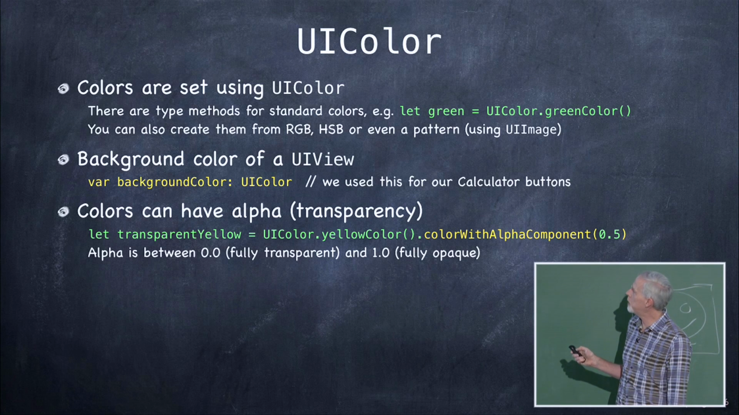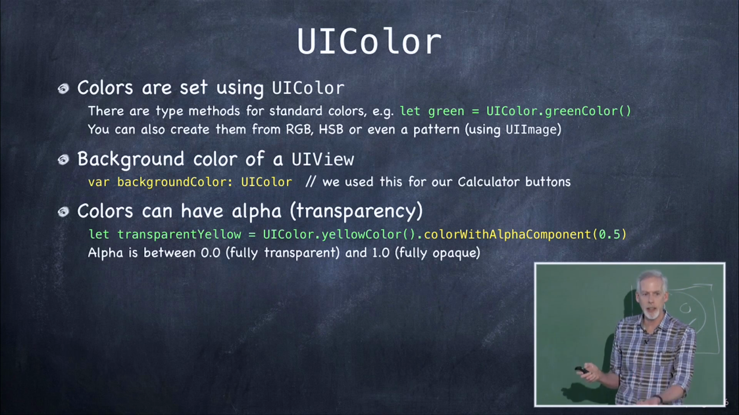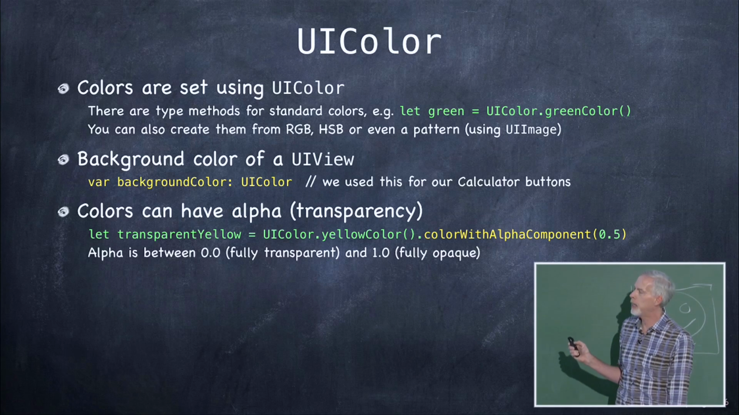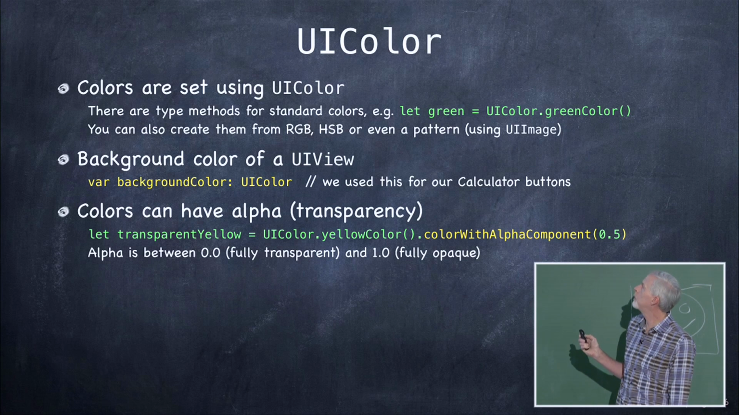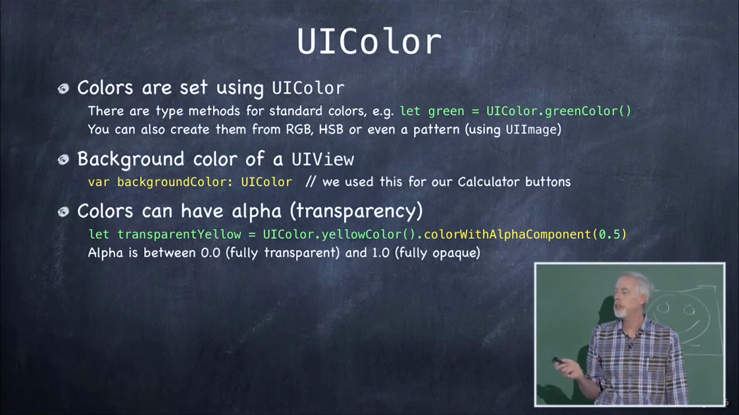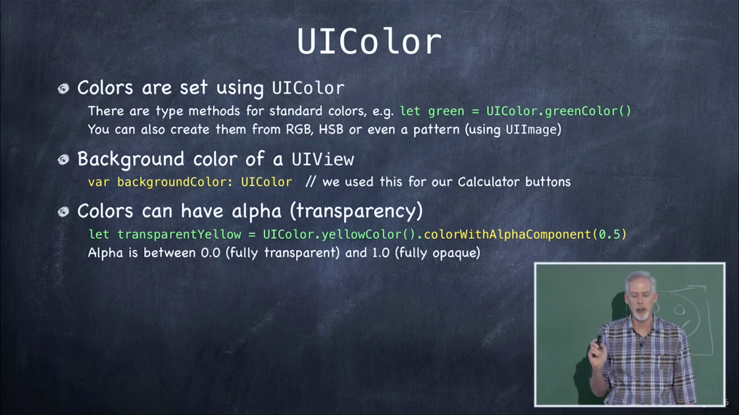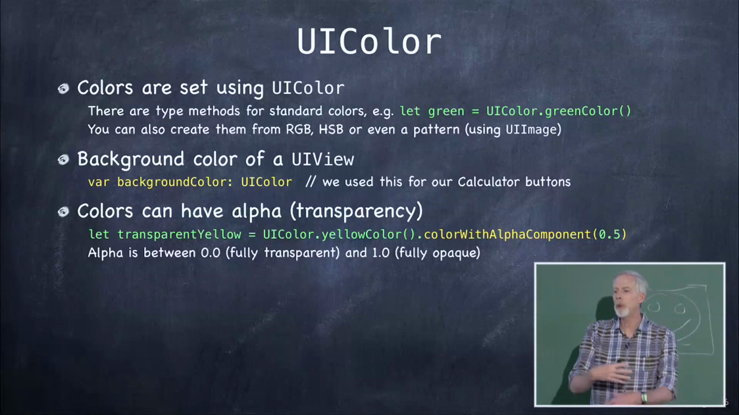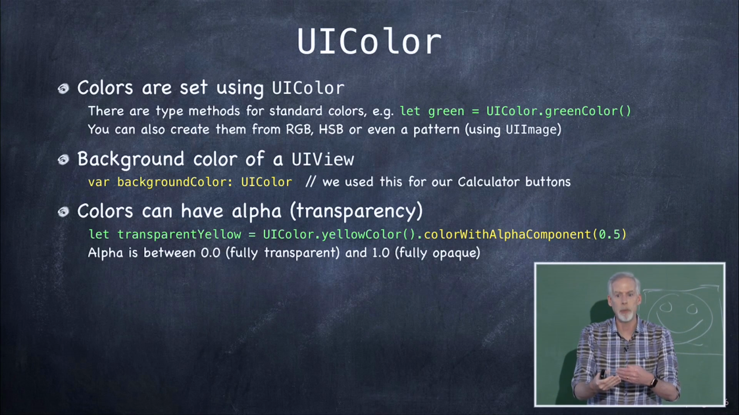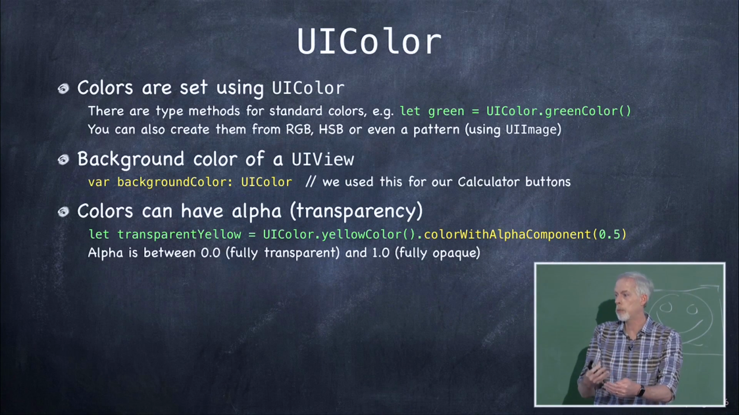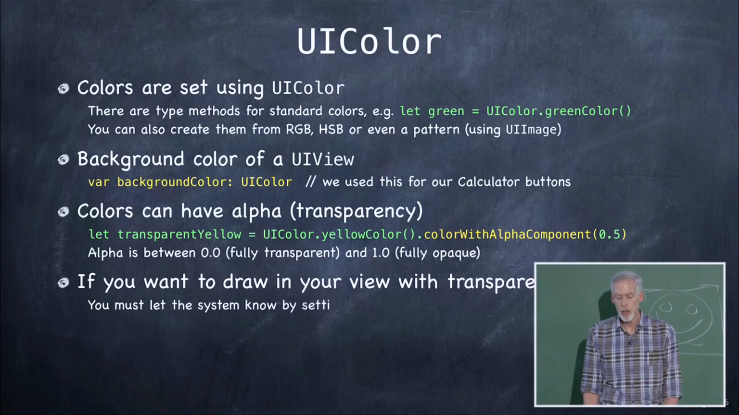That's because we use this type method, yellow color, to get an instance of a color, and then we sent it this instance method to get a half transparent version of yellow. So this is half transparent yellow right here. And if we drew with it, it would draw yellow in our view, but we'd be able to see through to things behind, perhaps even to other views, like our superview behind.